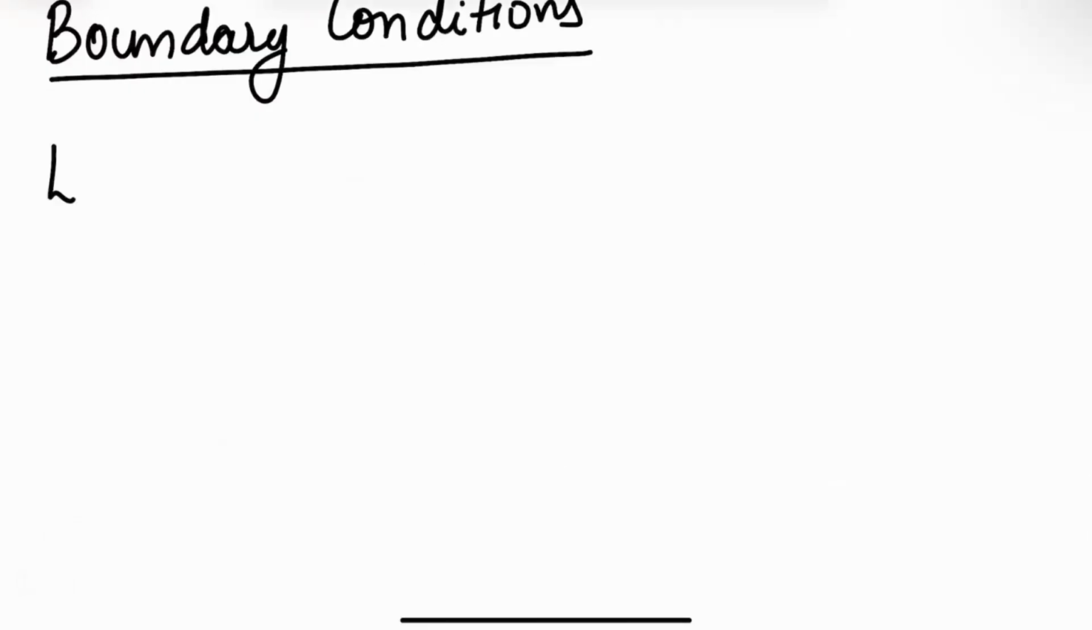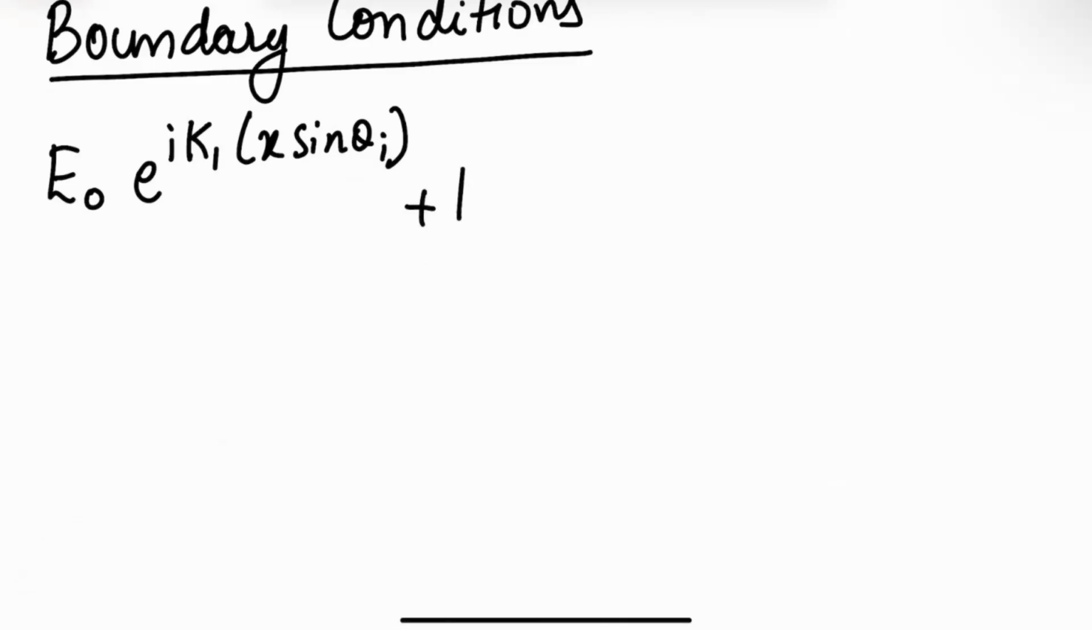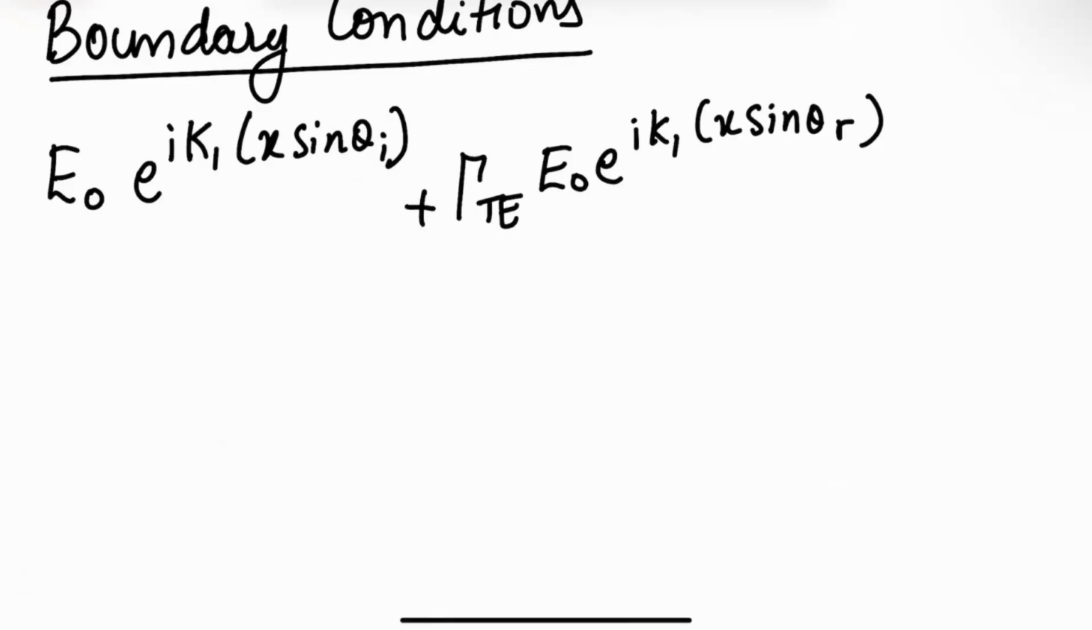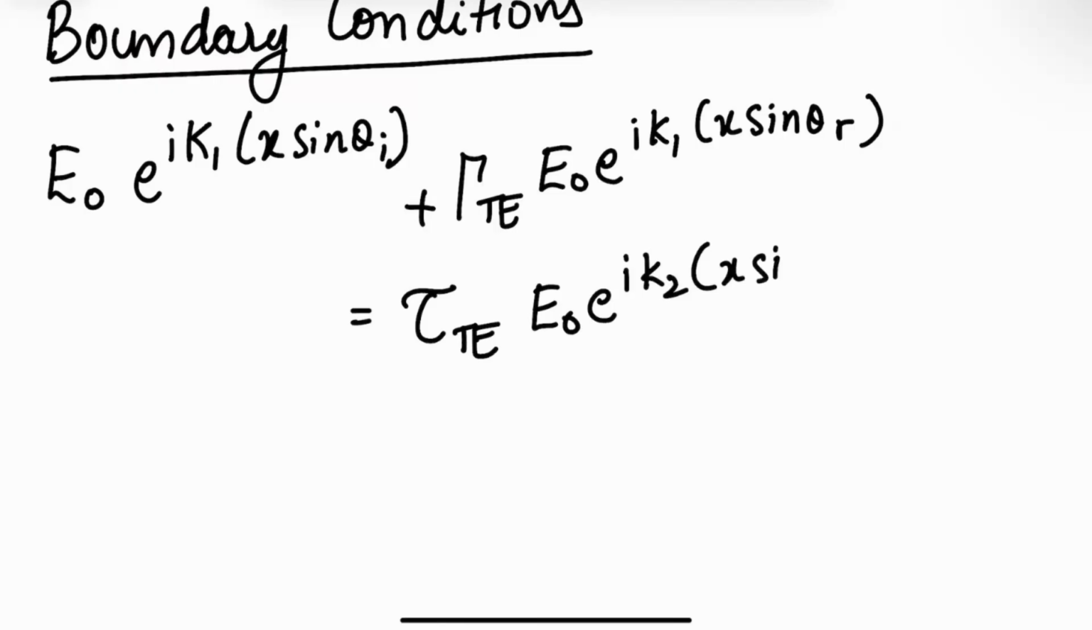So from the field expressions that we wrote, we essentially get E naught e to the i k1 x sine theta i. You have minus z cosine theta i, but z is 0, so we don't get that. Plus gamma te E naught e to the i k1 x sine theta r. Again, you have a plus z term, which goes to 0, is equal to tau te E naught e to the i k2 x sine theta t, and the z term is 0 again.